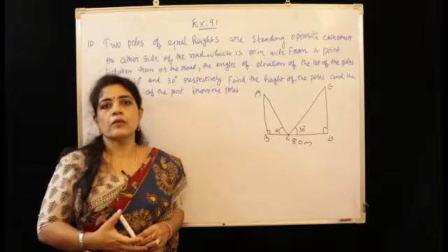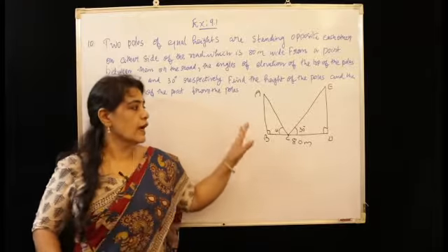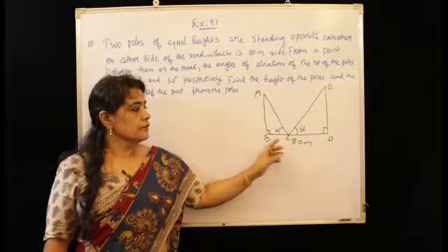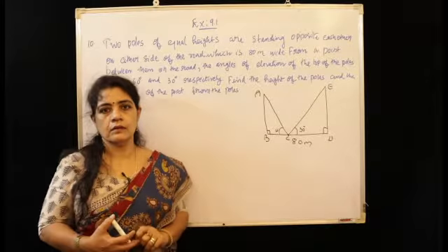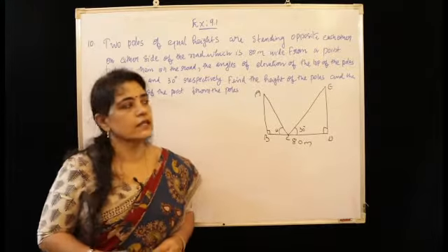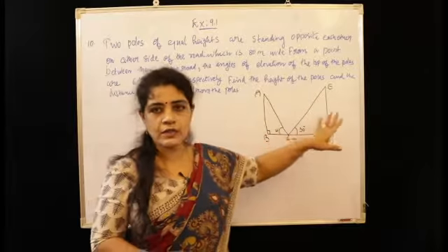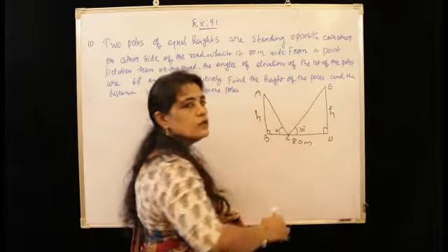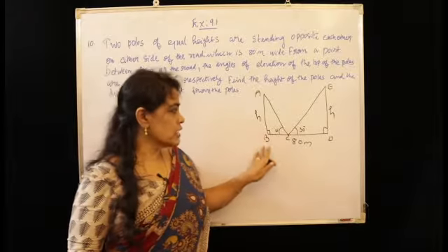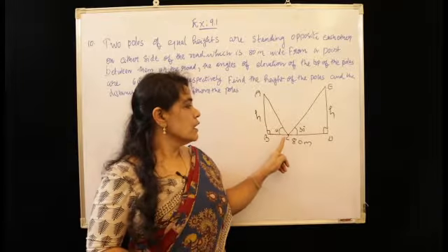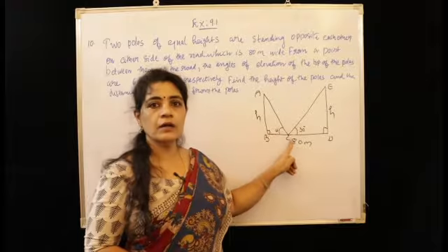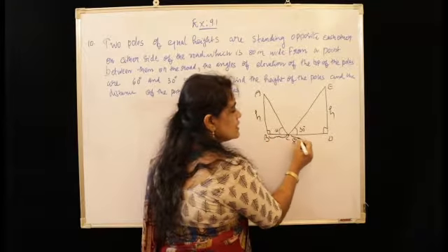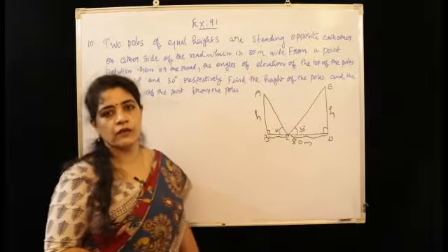So now we can solve the problem, children. We need to find out the height of the poles, and also the distance of the point from the poles. Let the height be h, since they are of equal heights, so we can represent both with h. Okay, so this distance and also this distance, that is what we need to find out.